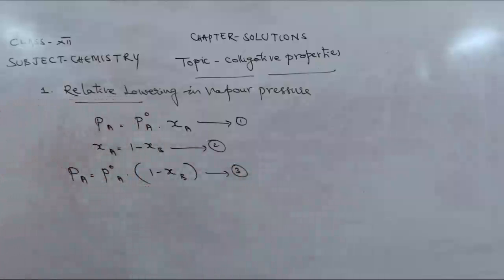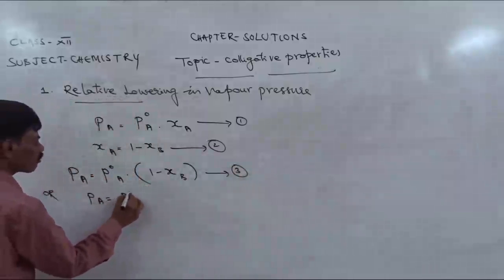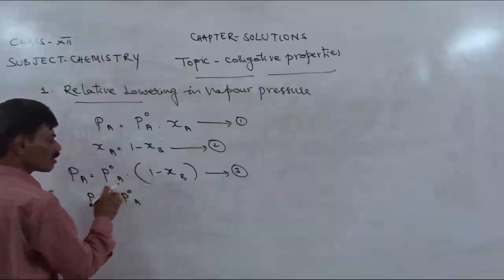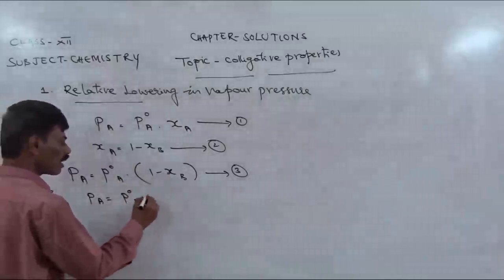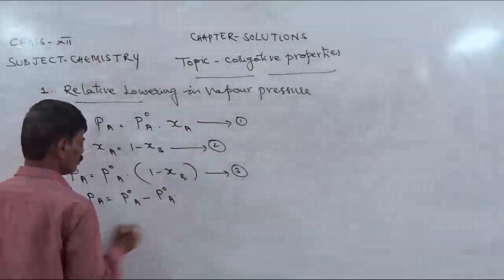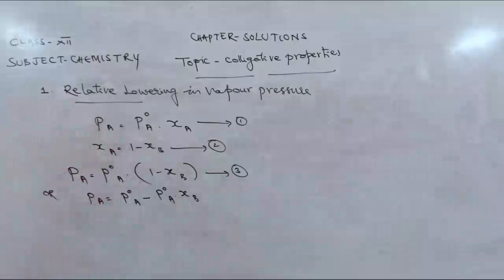And this equation number 3 can also be written like this. PA = P0A × 1 − P0A × chi B. Both are same equations, right?